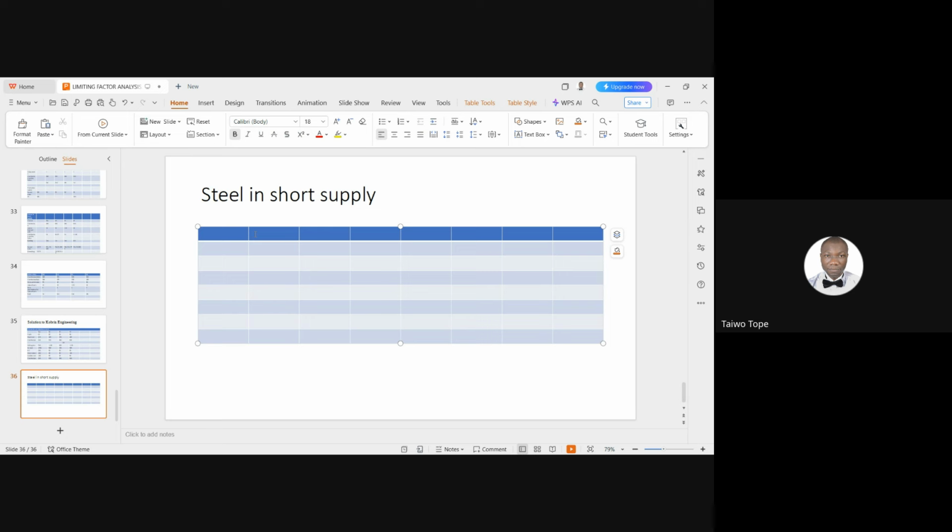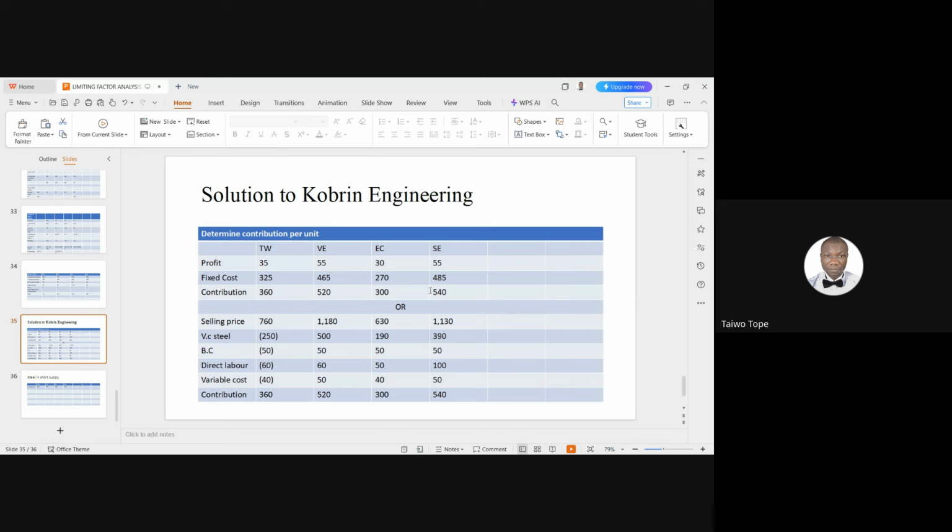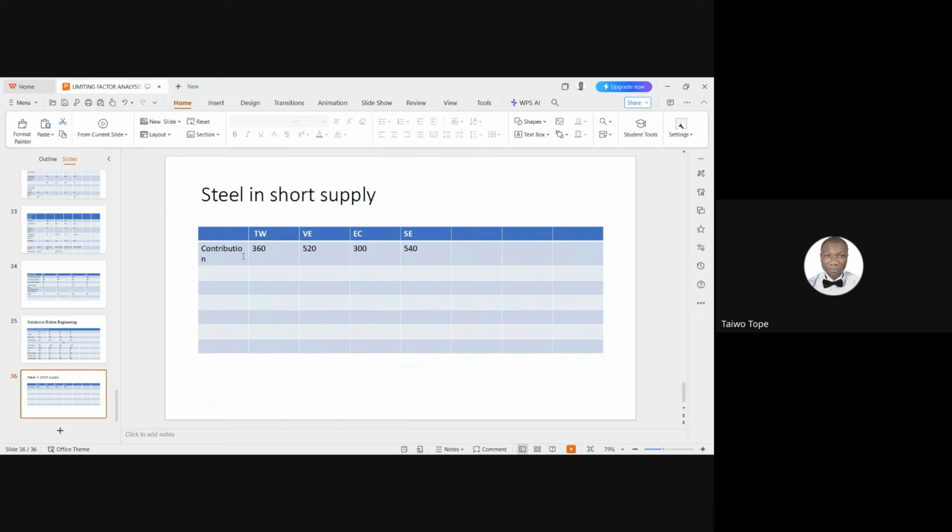So are you agreeing with that? No, it's correct. Just feel free. Yes. Contribution per unit is what? 360. This is 520. This is 300. And this is what? 540. Somebody is asking how will we get that? We just derived that here.